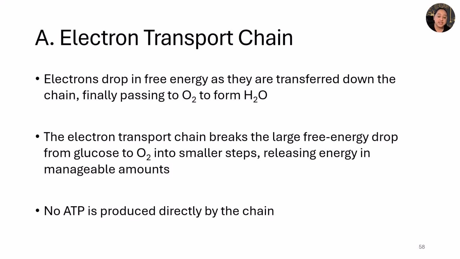And in the electron transport chain, all these electrons are getting transported, but no ATP is made directly by the chain. The ATP is made in the next part. So the electron transport chain drives the second part, which will make ATP.